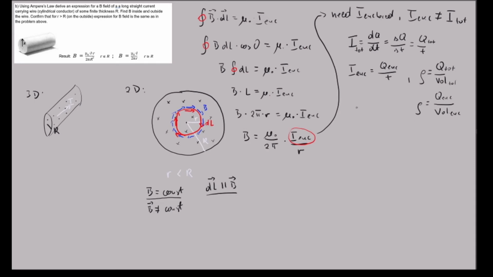And so now if I combine these two, what I'm going to get is that I enclosed is equal to charge density times volume enclosed, divided by t, time.